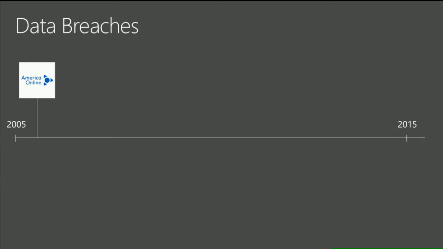So back in 2005, we had America Online. Anybody remember that? AOL? There was a breach. And then it kind of went quiet for a bit. And in 2007, TJ Maxx. Bit of an issue there. First kind of point of sale breach that took place.